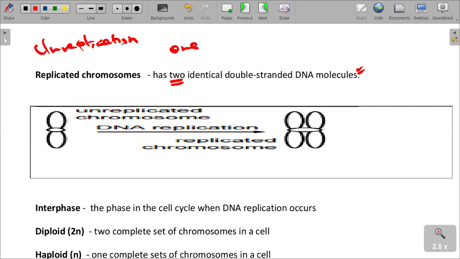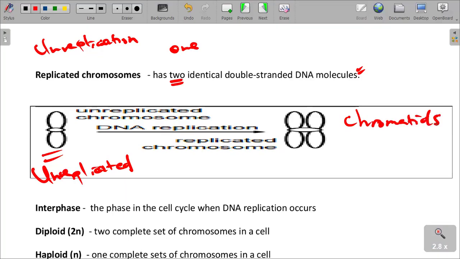So now, see here, unreplicated chromosome. This is shown as unreplicated. If we see a chromatide that lies alone or is separated, we call that an unreplicated chromosome. And then DNA replication results in a replicated chromosome, which has two chromatides joined together. So we see chromatides joined together.